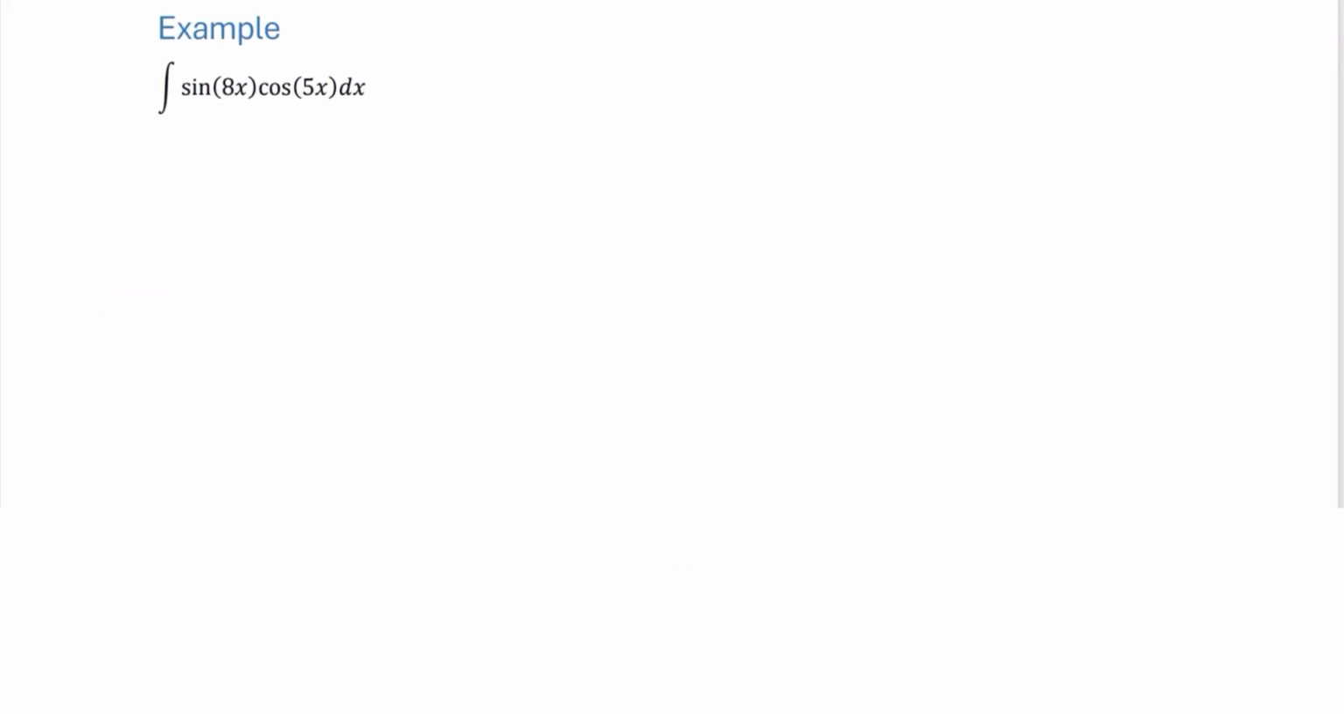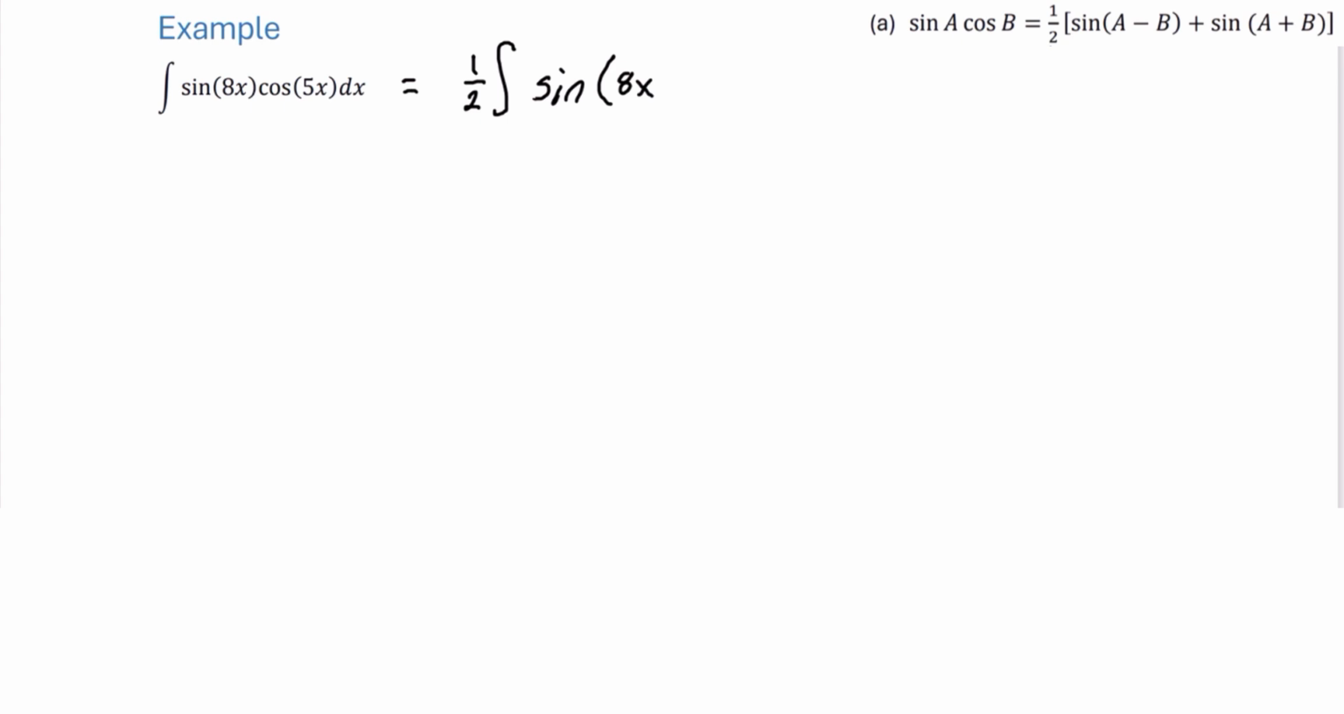In this example, we have sine times cosine. So when we rewrite the integral, we'll use the first case. And I'm going to pull 1/2 outside of the integral because it's just a constant. We'll have sine of a minus b, in this case 8x minus 5x, plus the sine of a plus b, that is 8x plus 5x, and all of this times dx.